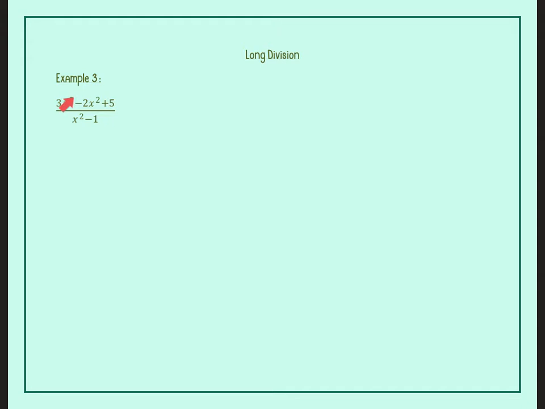I have x cubed, I have x squared. I don't have an x, and I have a 5. So when I write my division, in place of x, I need to put a 0. Now I look at my divisor, which is my denominator, and I'm also missing an x there. So when I write this on the outside, I also am going to put a place value for the x.